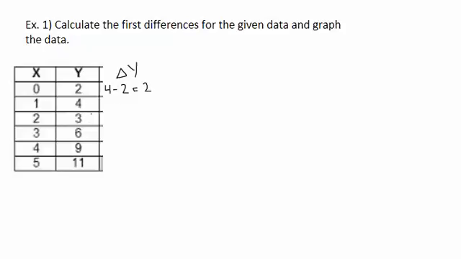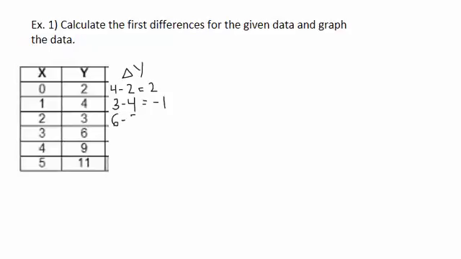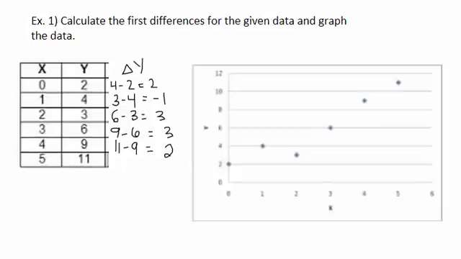These two, it's going to be 3 minus 4, which is equal to negative 1. 6 minus 3, which is 3. 9 minus 6, which is 3. And 11 minus 9, which is 2. And those are the first differences for this chart of data. And here's the data on a graph. We have simply taken the x and y points and plugged them into the graph.